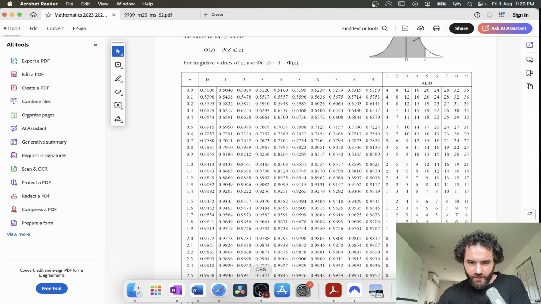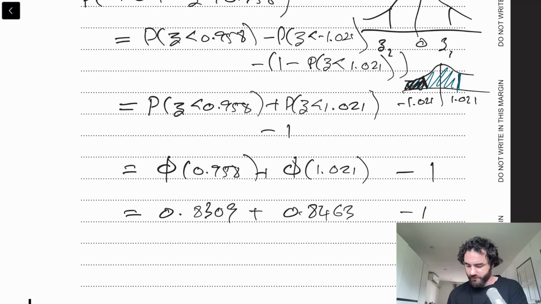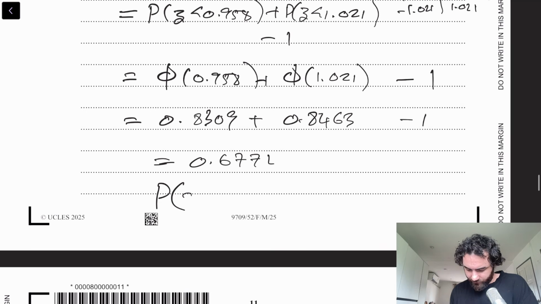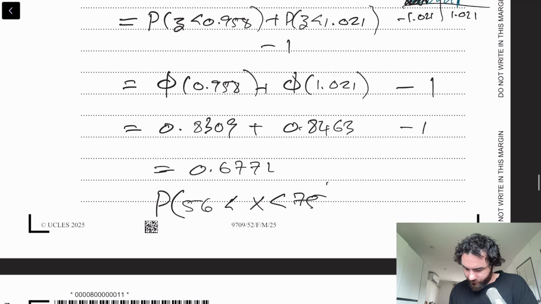Okay, so I just went to those and found these values here. So if we plug this into our calculator, 0.8309 plus 0.8463 minus 1, this gives us 0.6772. So the probability of this 56x and 75 is equal to 0.677. I guess I could just round it to that. It's fine.